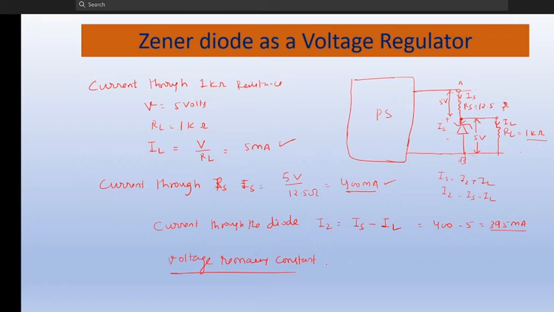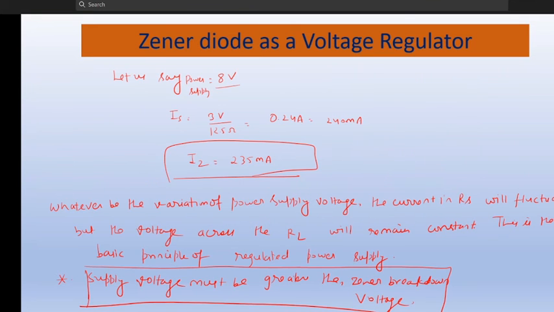Now this 10 volt supply, because of the variation in the input supply, changes to 8 volt. Are you following? Let us say the power supply is giving me an output of 8 volt instead of 10 volt.